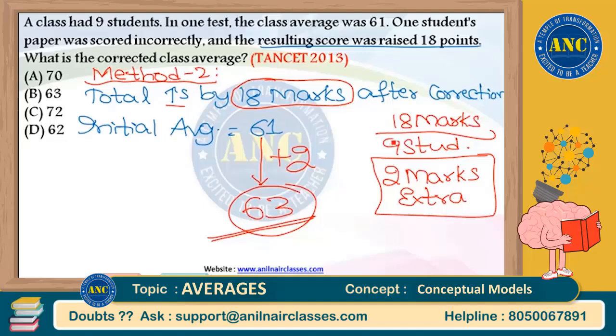It is like my second question of today's class. Average weight is 70 of 10 students. When an 11th student weighing 81 kgs joins the class, find the new average weight. He is bringing 11 kgs extra inside the class. Similarly, now there are 18 marks extra inside the class. These 18 marks should be equally distributed among 9 students. Every person will get 2 marks extra. Average will also increase by 2. Idea clear, sir? Next question.